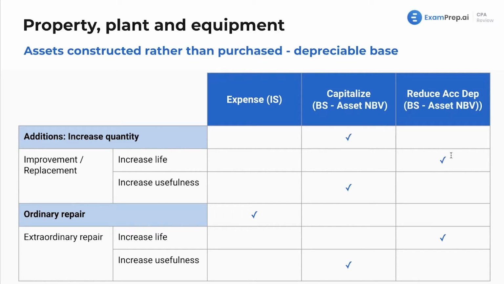We reduce accumulated depreciation. Generally, additions that increase the quantity, right, of the value of the good, it's going to be capitalized. So let's say, I'll give you examples for all of these. Let's say we are going to make a significant improvement that increases the useful life of the asset. We're going to reduce accumulated depreciation, and that thus will increase the net book value, the carrying value.